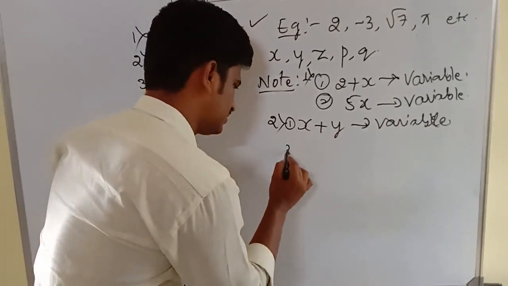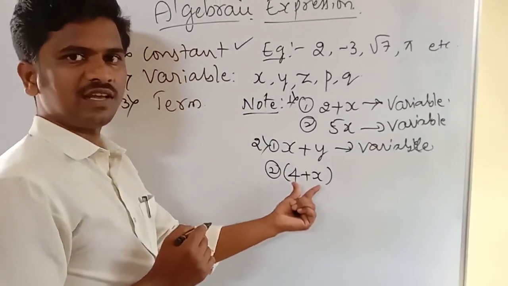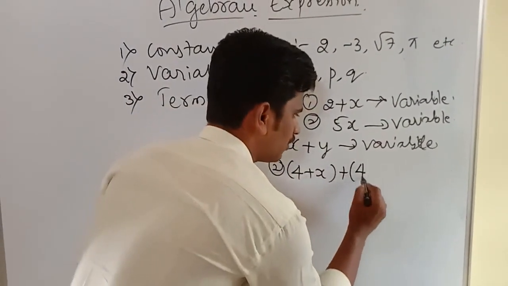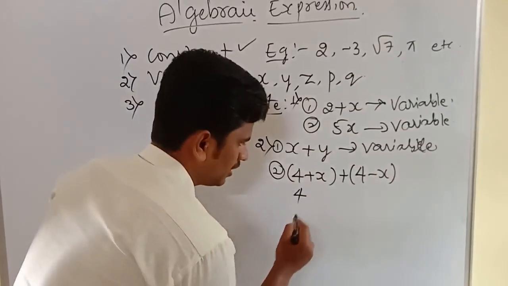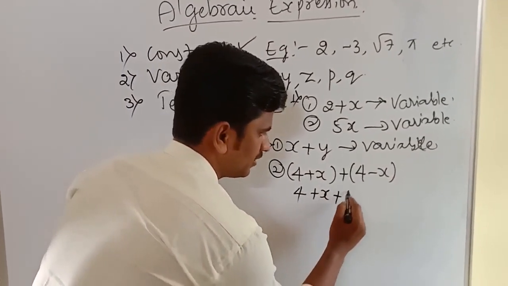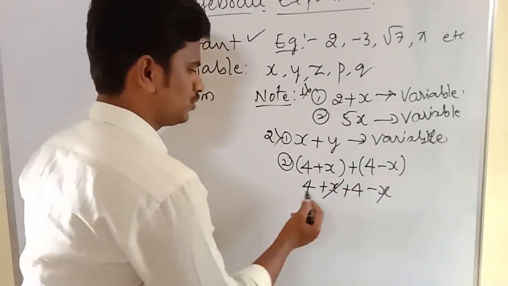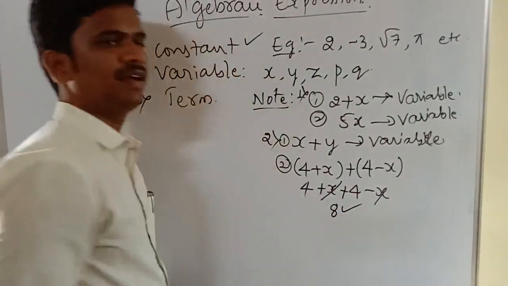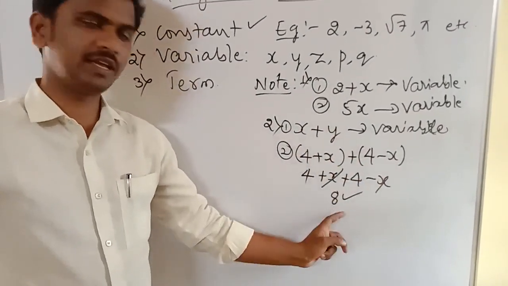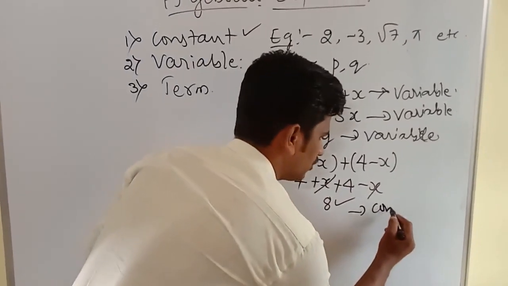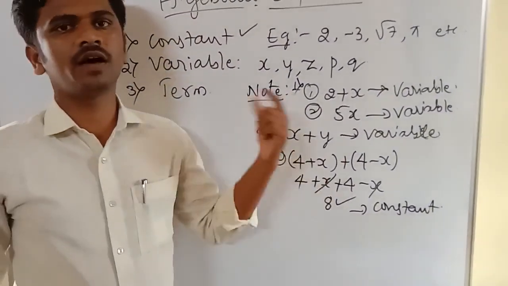It is first case. In that, suppose I will consider 4 plus x. Here I have taken 4 plus x is a variable and plus 4 minus x. This is also one variable. What about their sum? You remove the brackets. What happens? 4 plus x here plus 4 minus x, isn't it? So here plus x minus x get cancel each other. So what about their sum? 4 plus 4 is 8. It means I have considered two variables, but their sum is a constant. So we can conclude that combination of two or more variables is either variable or constant.